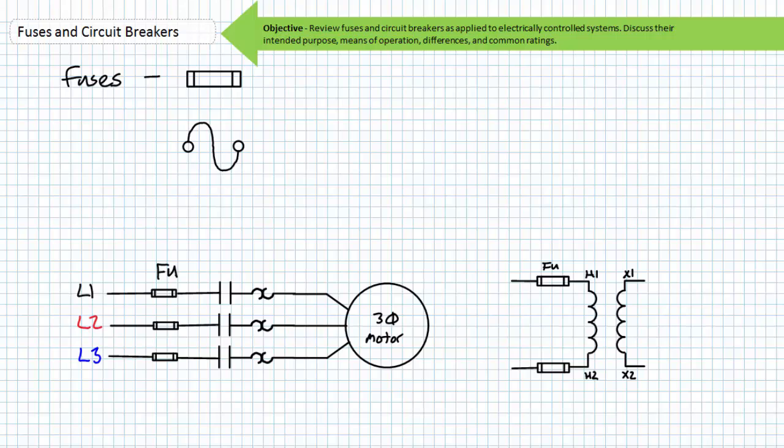Fuses. A fuse is a metal alloy element that is purposely designed to melt at a specific temperature and open the circuit. Here are two common schematic symbols for a fuse. Fuses are two-terminal devices placed in series or in line with the load it is intended to protect. For electrically controlled systems, you might find a bank of 3 fuses in the primary schematic protecting a motor, or one or more fuses in the pilot schematic protecting the control transformer.